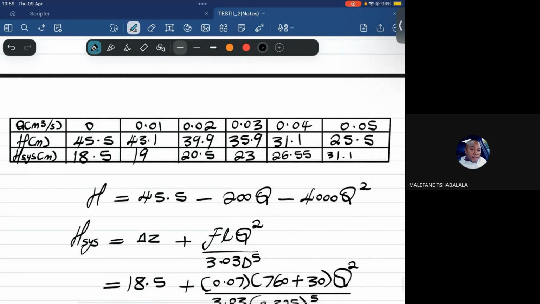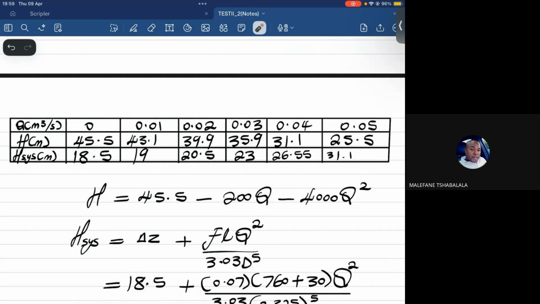Let's go back to this table. So by looking at these readings of the characteristic curve and the system curve, the highest number that we have is 45.5, and the lowest one is 19.